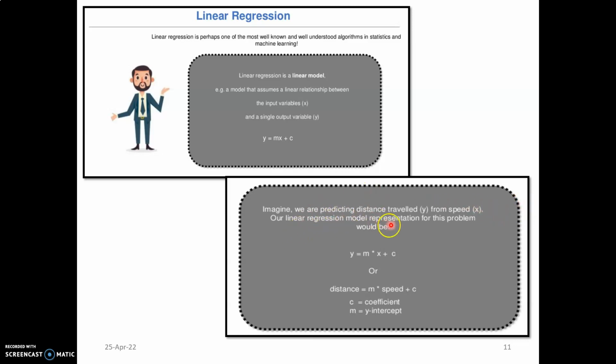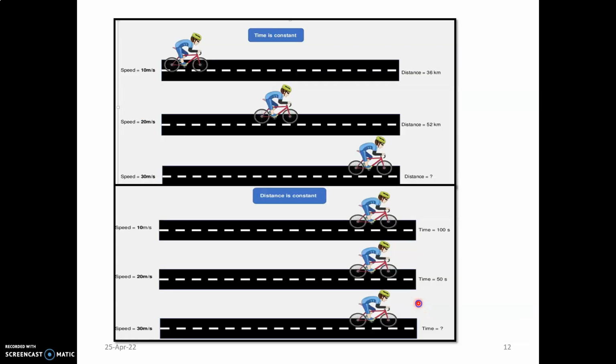Here our linear regression model representation for this problem will be y equals m into x plus c, or distance equals m into speed plus c. Here c is the y-intercept and m is the coefficient. From the examples, time is constant, the speed is variable, and the distance is also variable.